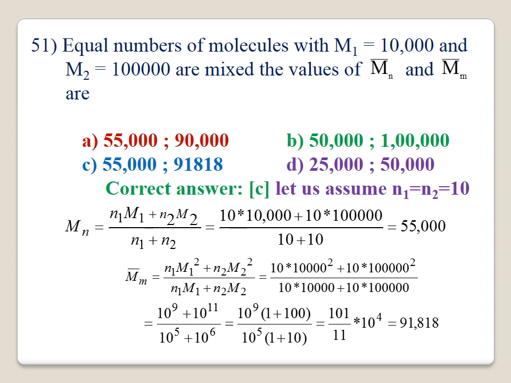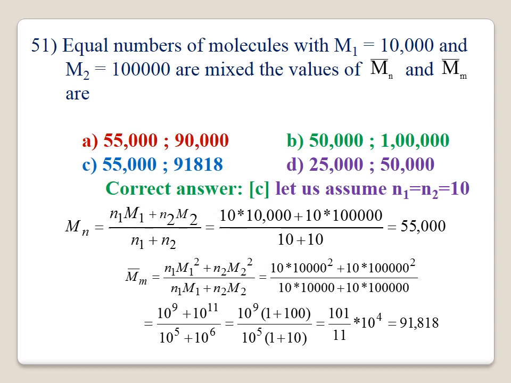That will be equal to, you take 10 to the power of 9 out, 1 plus 100 divided by 10 to the power of 5 divided by 1 plus 10. That will be equal to 101 divided by 11. In numerator you have 10 to the power of 9, in denominator you have 10 to the power of 5, you subtract it, that gives 10 to the power of 4. 101 divided by 11 into 10 to the power of 4, that will be equal to 91,818. Therefore, option C is correct.